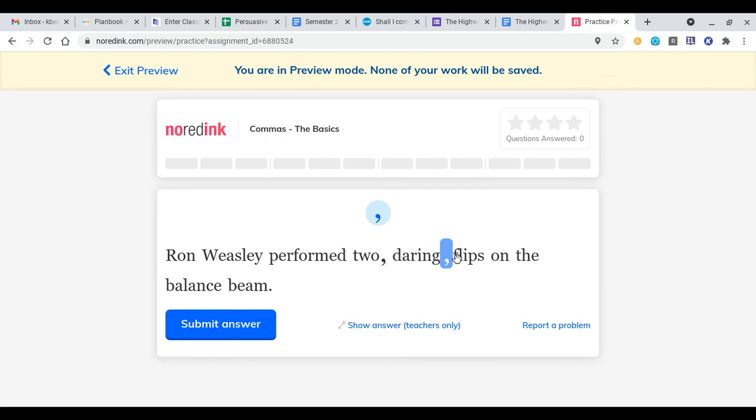So two daring flips. I'm going to take these out. The flips are daring and there's two of them. So the two modifies both of it. So they're both daring flips. We don't want any commas with this one.